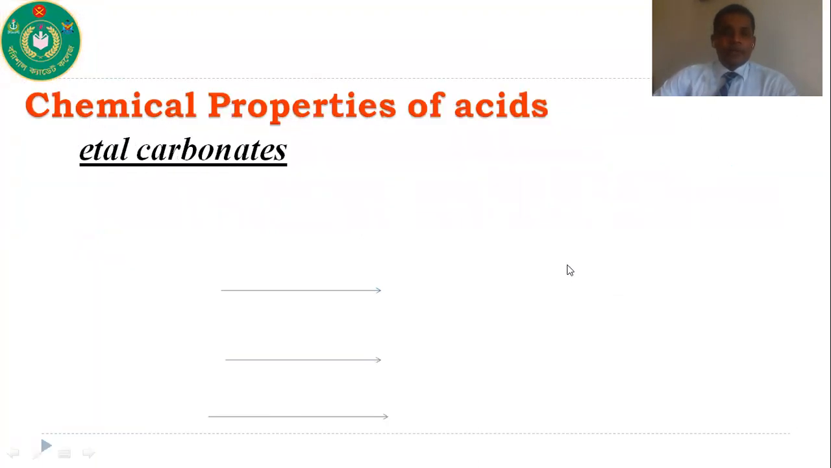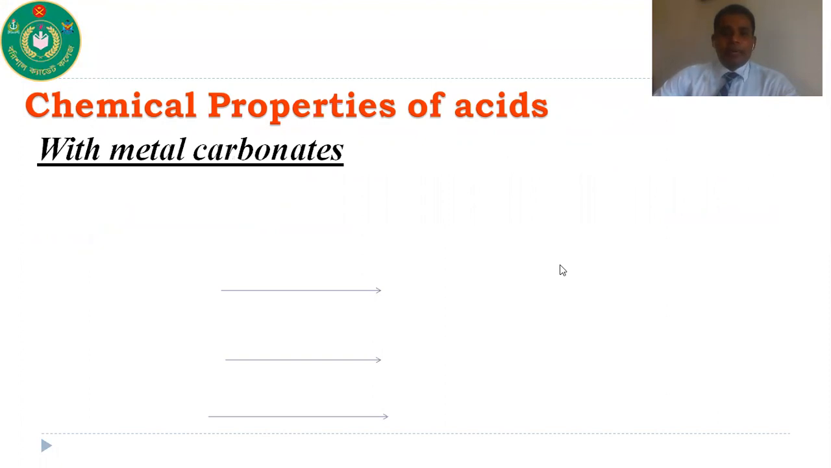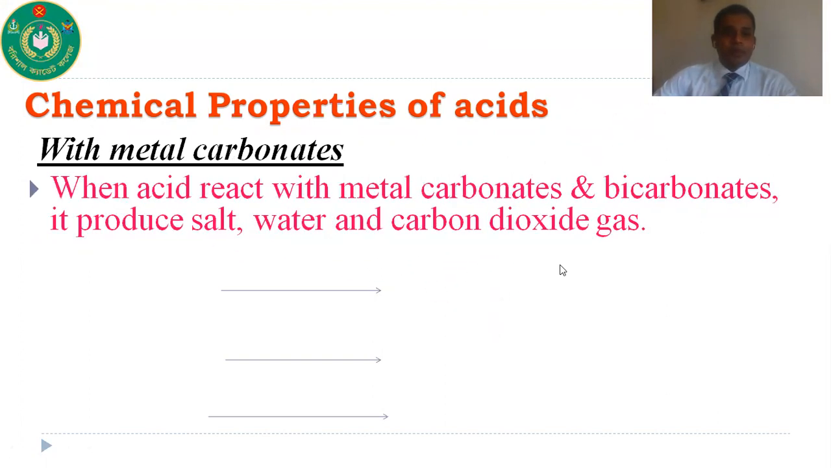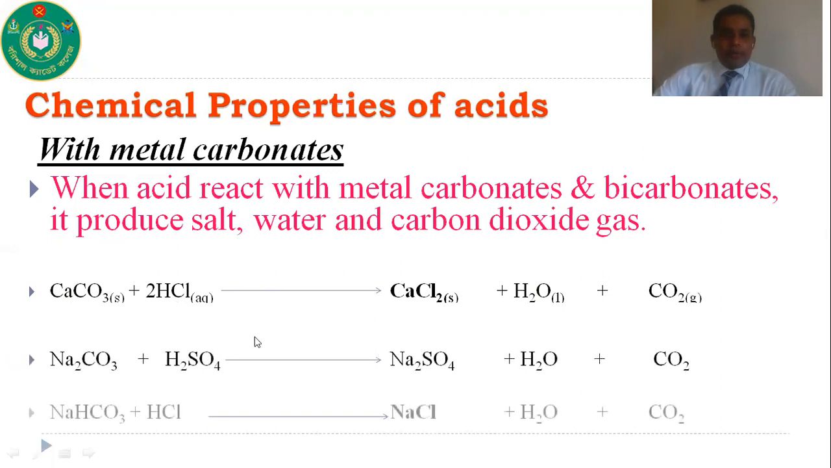Now, when acid reacts with metal carbonates or metal bicarbonates, what do we get? It produces salt, water and carbon dioxide. For example, calcium carbonate when reacting with acid produces calcium chloride, that means salt, water and carbon dioxide gas. Another two examples: when sodium carbonate reacts with sulfuric acid, we get sodium sulfate, water and carbon dioxide. Sodium bicarbonate when reacting with acid produces sodium chloride, water and carbon dioxide.